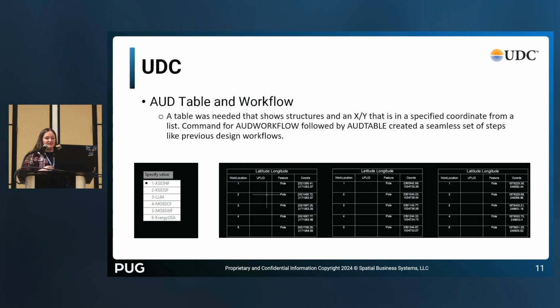With UDC, I picked out a couple things to show. This particular one is using an AUD table with a workflow. The requirement here was that there needed to be a table that shows the structures, their work location, and then a lat long, but the coordinate can change. In their current system, they had a window that let them select a certain coordinate, and then it generated the table. So how are we going to do that in AUD? AUD workflow. So I just started off with a group of poles.